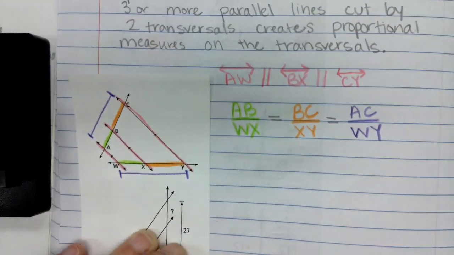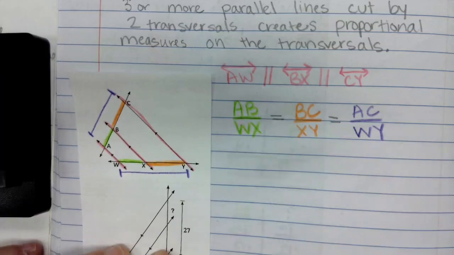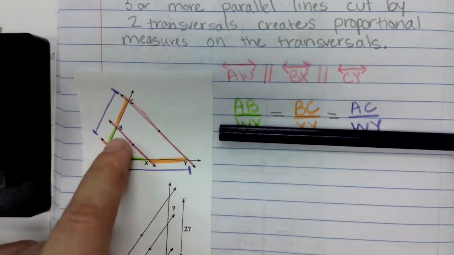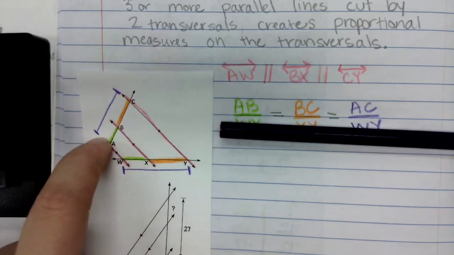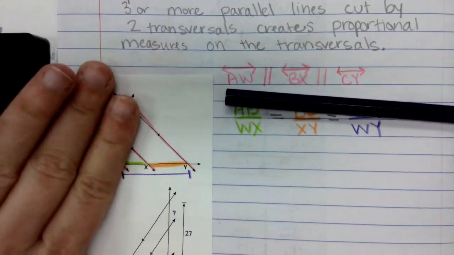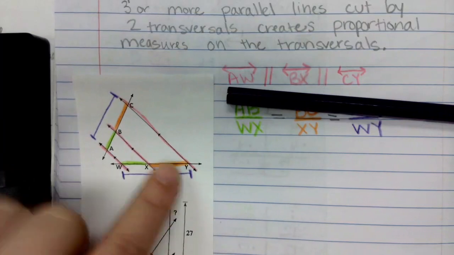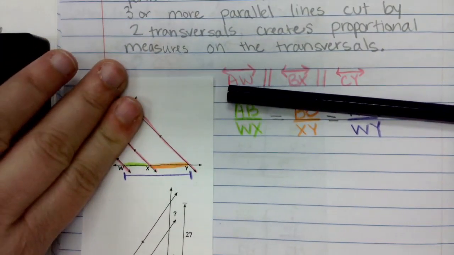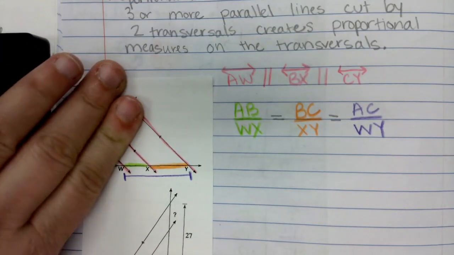Okay, and again, when we cover up half of those, they should see that they're coming from the same thing. So AB, BC, AC, they all come from the same side. They all come from up there. And WX, XY, and WY, they all come from the bottom. Okay, so we have two examples that we're going to work through.